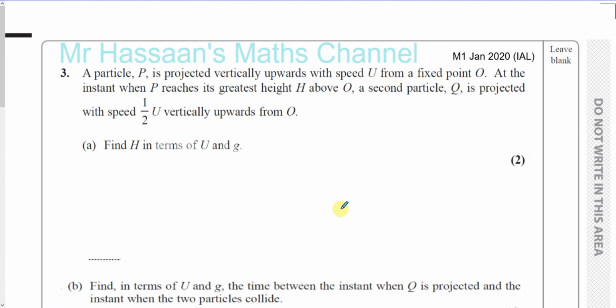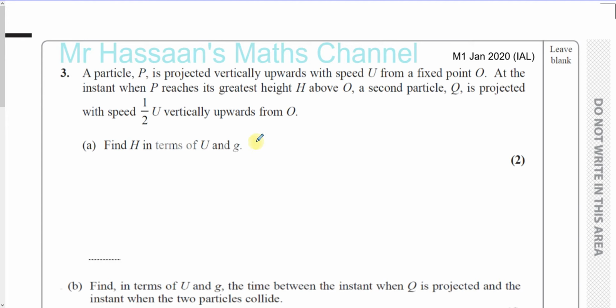Question number three from M1 January 2020 International A-Level. A particle P is projected vertically upward with the speed U from a fixed point O. At the instant when P reaches its greatest height, H above O, a second particle Q is projected with the speed of half U vertically upwards from O. Find H in terms of U and G.